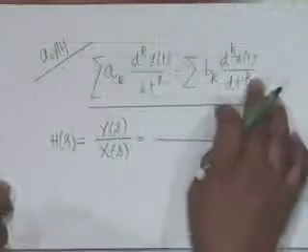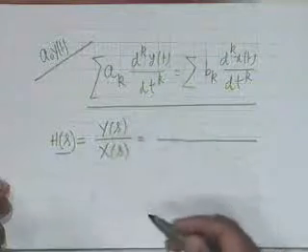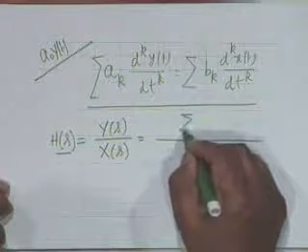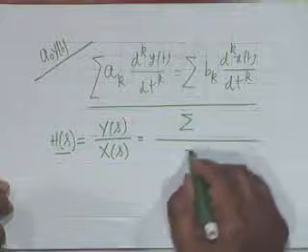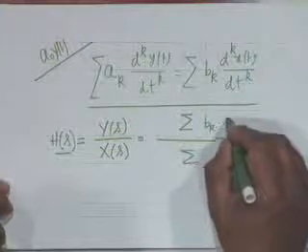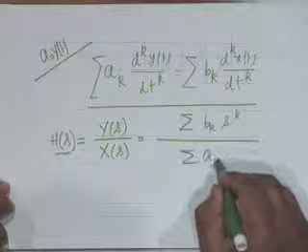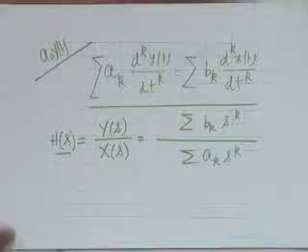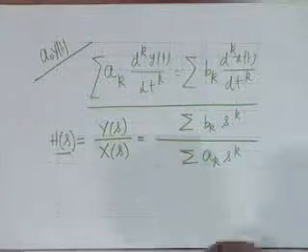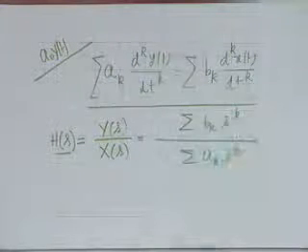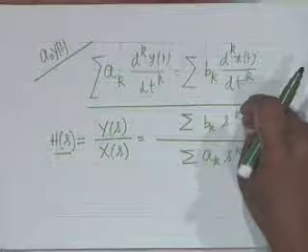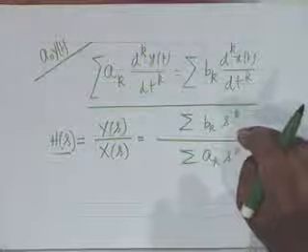We are not assuming initial rest now. We are saying it's a completely general equation where x of t is two-sided and y of t is also two-sided. If that is so, then we can find H of s simply by taking the transform of both sides, and obviously it should be the summation of bk s to the k divided by the summation of ak s to the k. In other words, we can find H of s as a rational function, that is, a ratio of one polynomial to another polynomial.